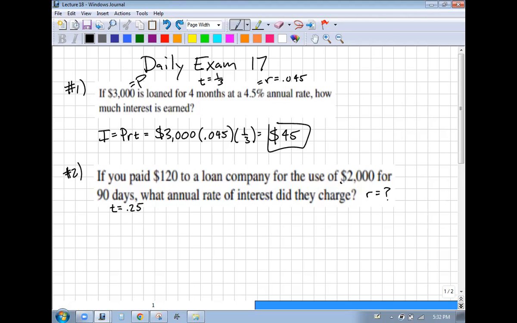You borrowed $2,000 and then you had to pay back 2,120, right? So let's see, what did they charge you? Well, the principal was 2,000 bucks and the amount would be $2,120. Does that make sense?